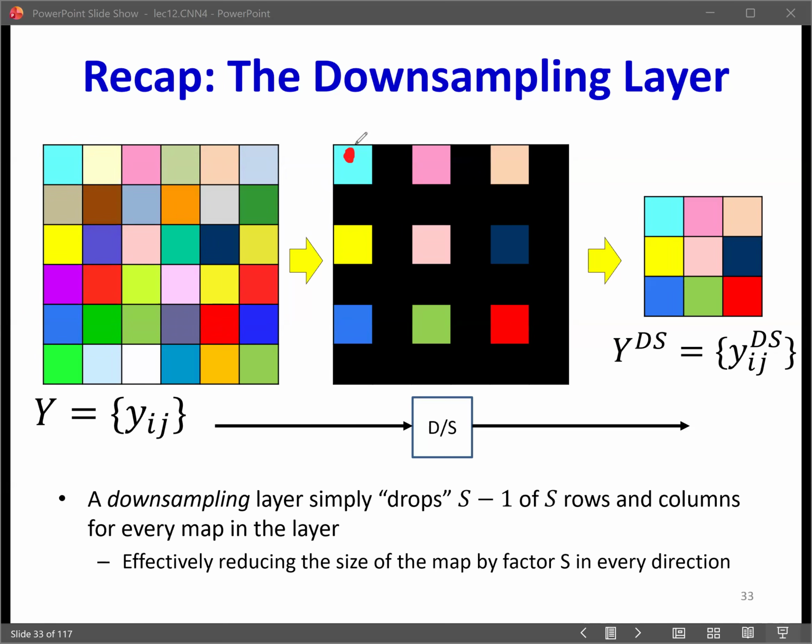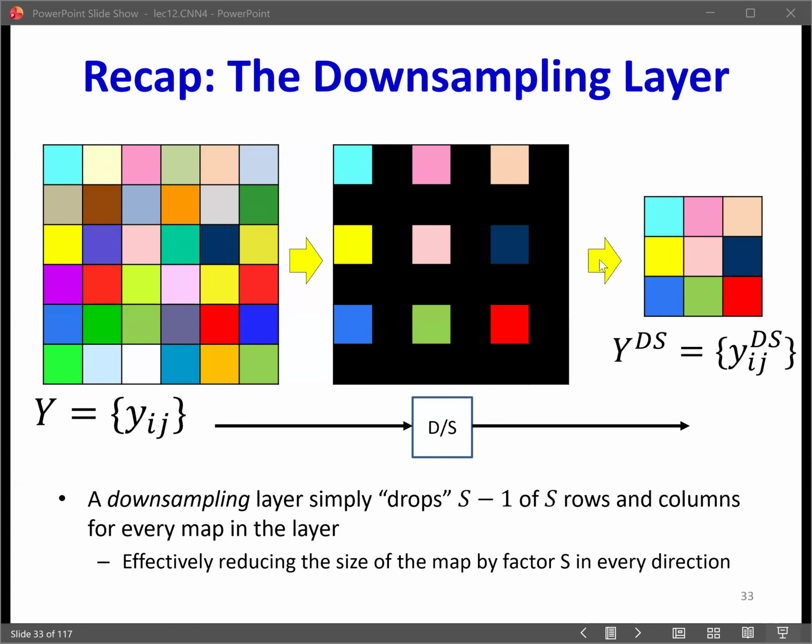What is the derivative of the loss with respect to this element? What is it? It's going to be 1. It's going to be the same as the loss derivative over here, right? Because this element just got copied to the output. Yes or no? And so the derivative over here is just going to get copied into this location. That makes sense to everybody?